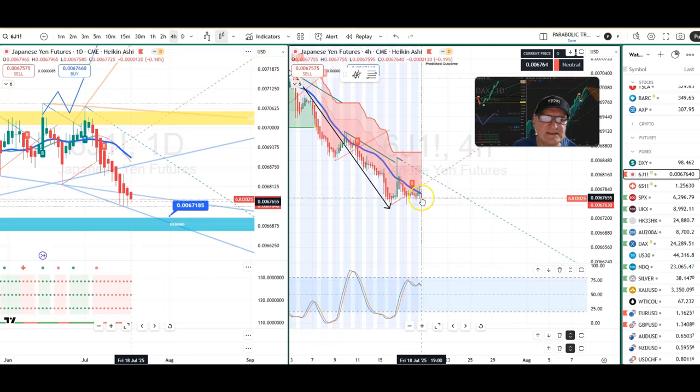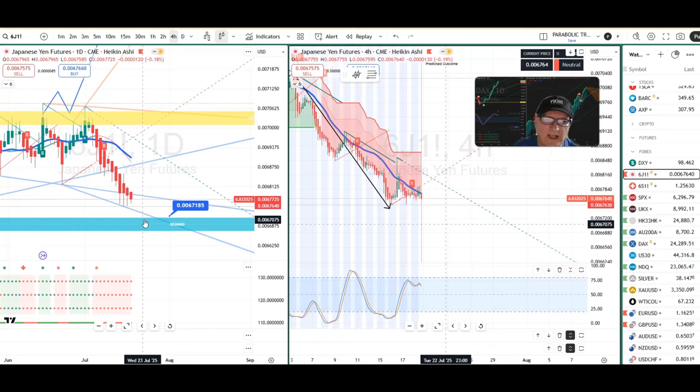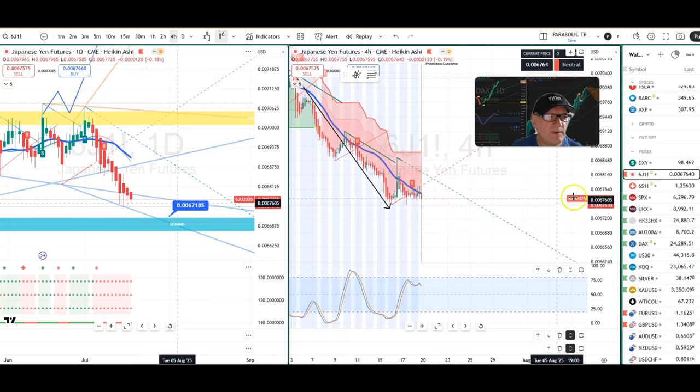So we do see this as weakness. What that means is the yen pairs will be going up, but they could be limited by this demand area here on the 67.18 area for the yen futures contract. So it could be a lovely move up for the euro yen, pound yen, etc. I'll cover those in a minute, but it could be temporary. We'll have to wait and see.